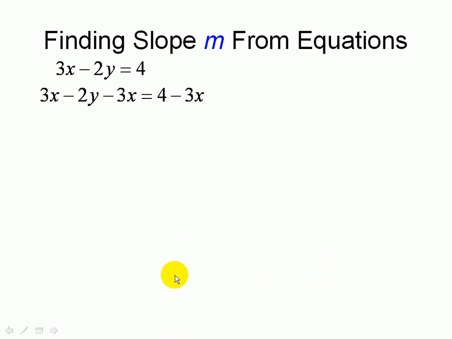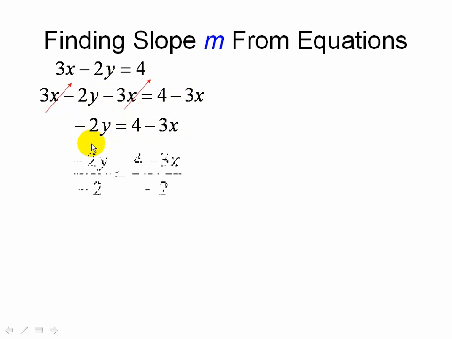Let's look at another example. 3x minus 2y is equal to 4. So we subtract 3x in order to solve for y on both sides. So we subtract 3x again from both sides of this equation. 3x cancels on the left side. That leaves negative 2y equals 4 minus 3x.